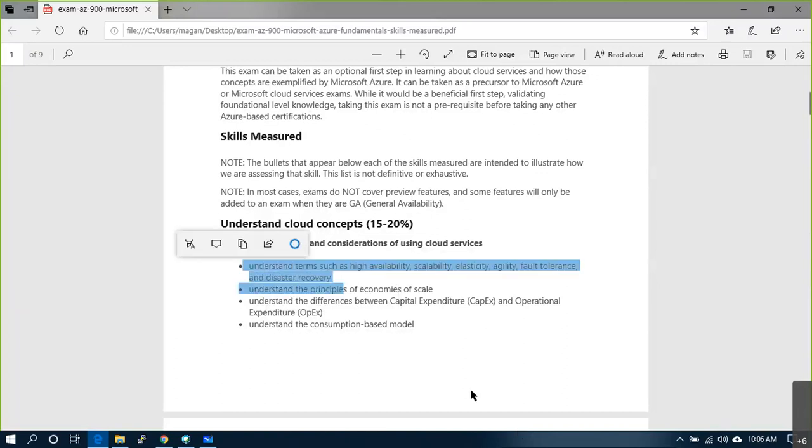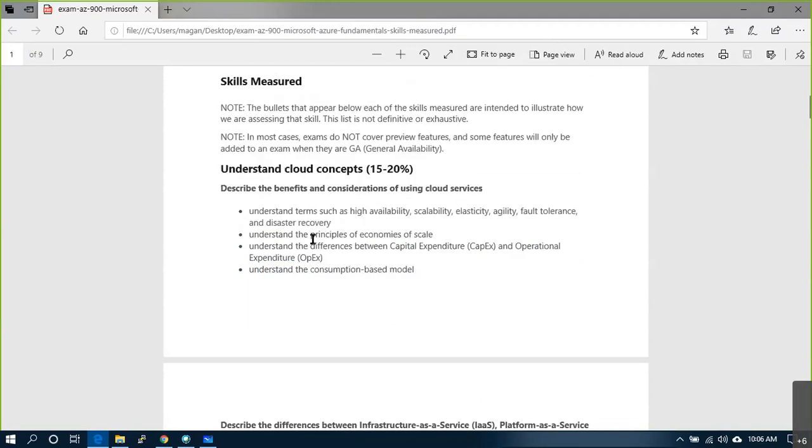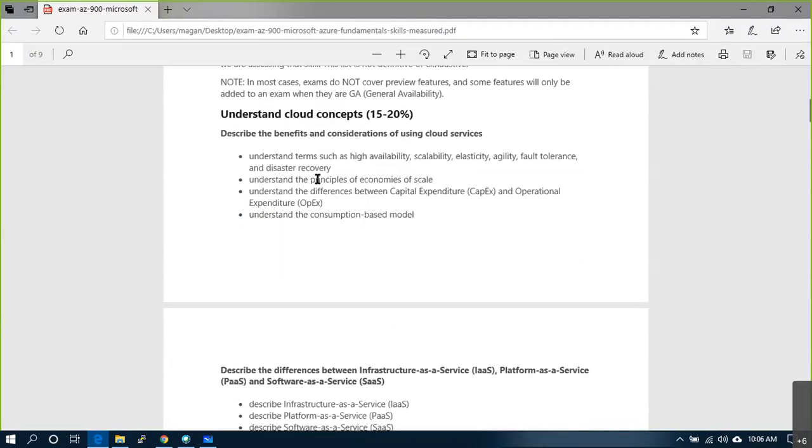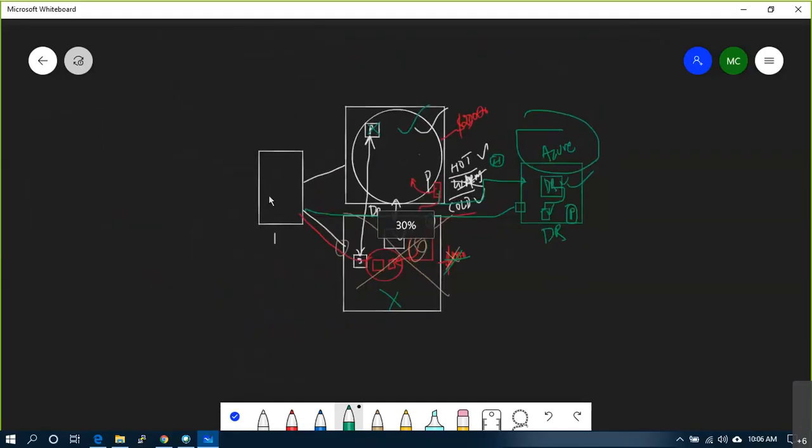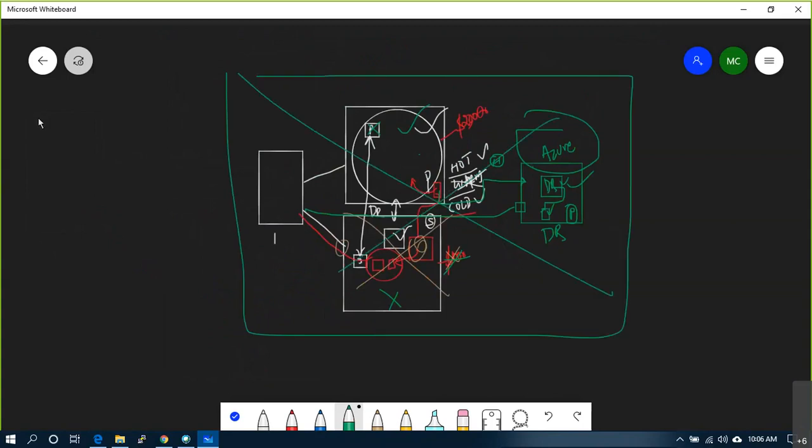Any questions up to this? Okay, those are a few things we discussed so far, and let's move on. Understand the principles of economies of scale. Okay, so let's take a simple example.